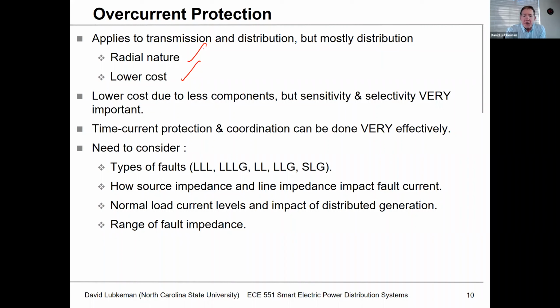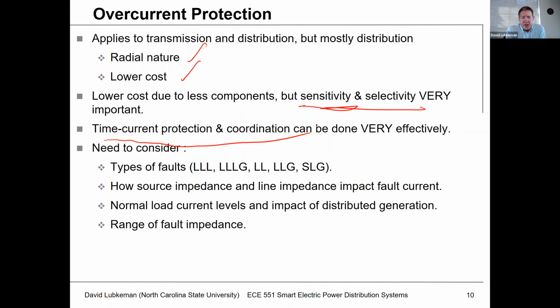But the thing we need to make sure of is that we can meet our sensitivity and selectivity requirements. And so this takes quite a bit of engineering in order to do this. But it turns out that we can do time current protection and coordination actually pretty effectively. We've got a lot of history of doing that and a lot of good different techniques and tools to apply for doing that.